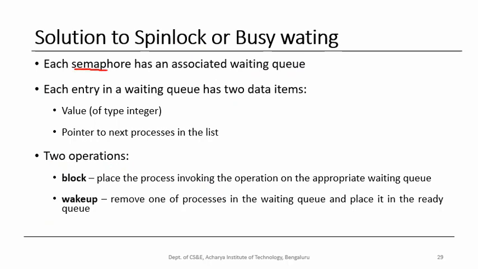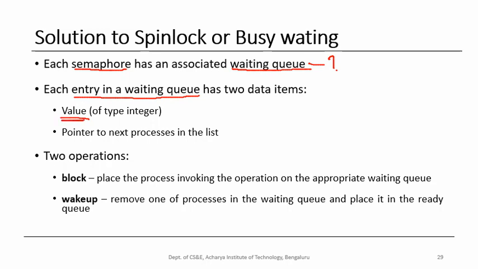Every semaphore is associated with a waiting queue. What is this waiting queue? I'll explain that in a while. Each entry in the waiting queue has two data items.